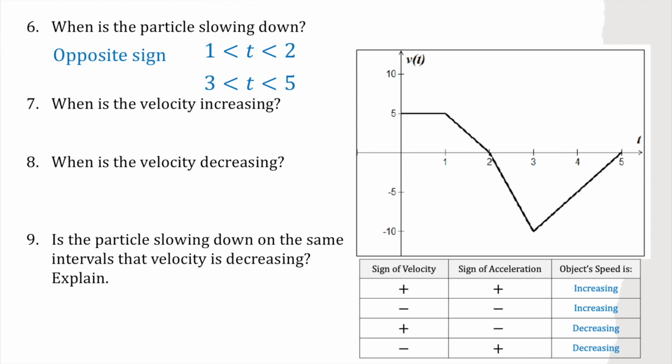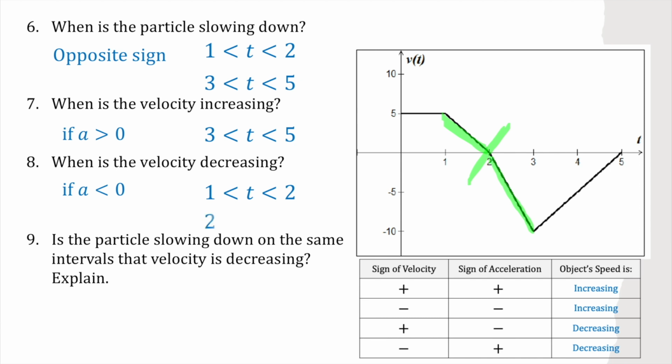Number 7, when is velocity increasing? So velocity increasing, the slope of the velocity function or the derivative of the velocity function needs to be positive. That's the acceleration greater than 0. So that's here between 3 and 5. It's the only positive slope on the graph. Number 8, when is velocity decreasing? That's when acceleration is negative or we have a negative slope. So that's going to be right here. Then again, right here. But there's not a constant slope. Something's happening right here. So we're going to say between 1 and 2 and then between 2 and 3.